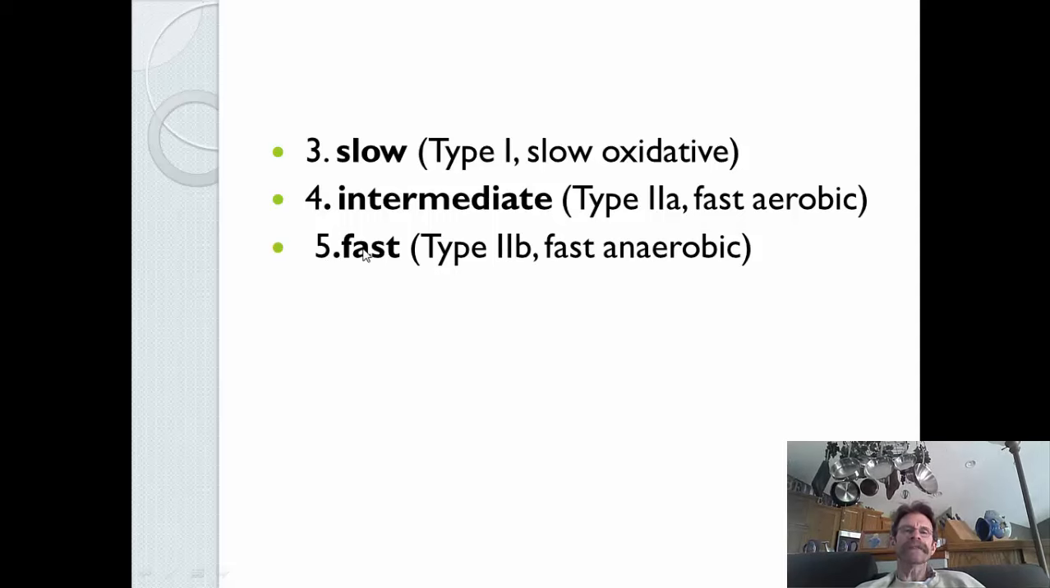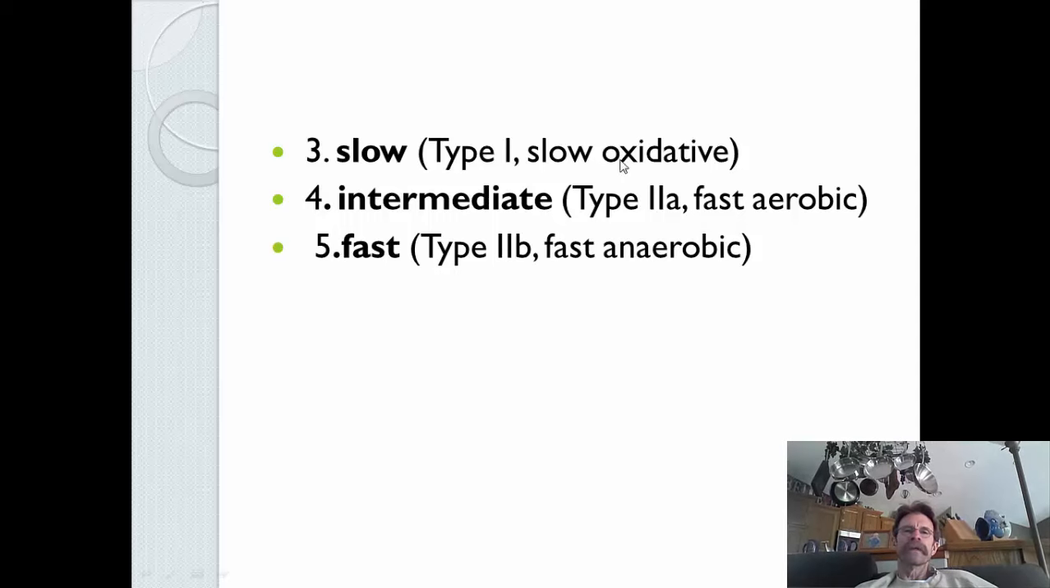Lastly, we have fast twitch fibers. Fast twitch fibers are also called type 2B, and they are fast and they are anaerobic. If we put AN in front of a term, that means without, so they actually work without oxygen. They work so fast they don't need any oxygen to sustain that contraction.